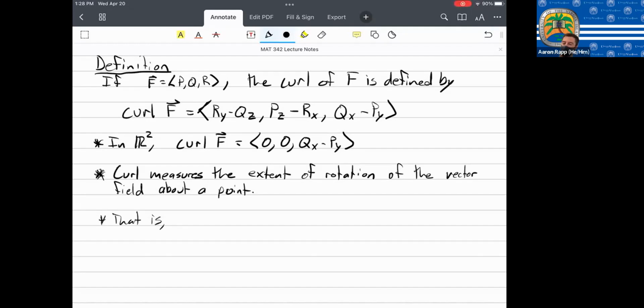Let me write this down. That is the curl of F at a point P. It is a vector that measures. Well, I said I'd wait. Let me just wait.